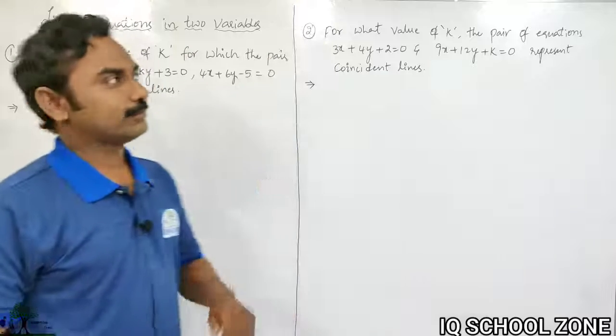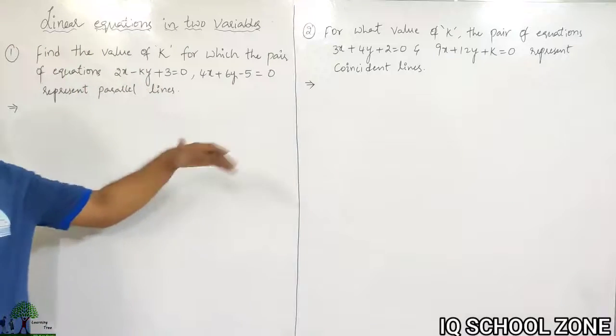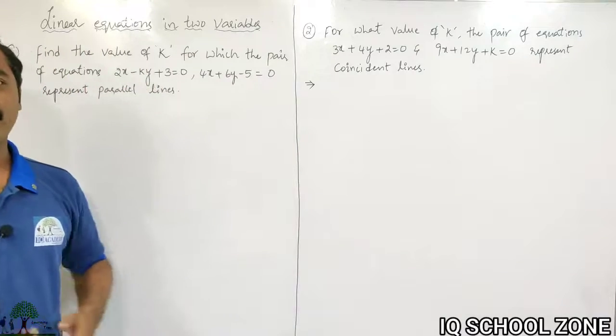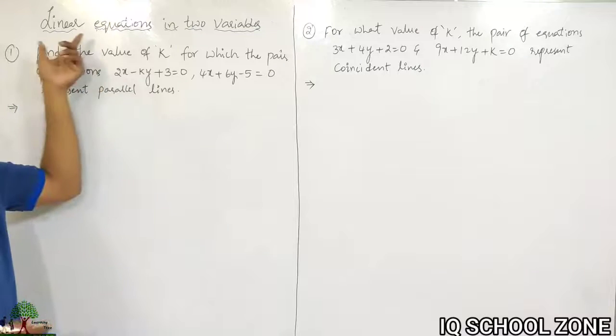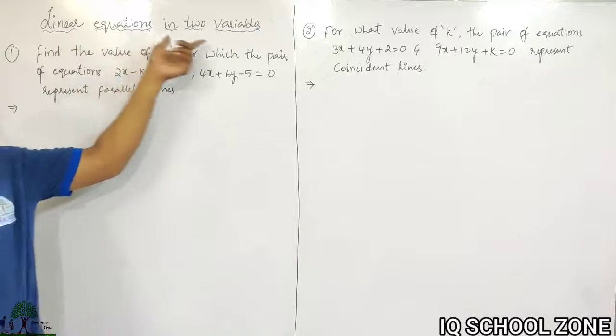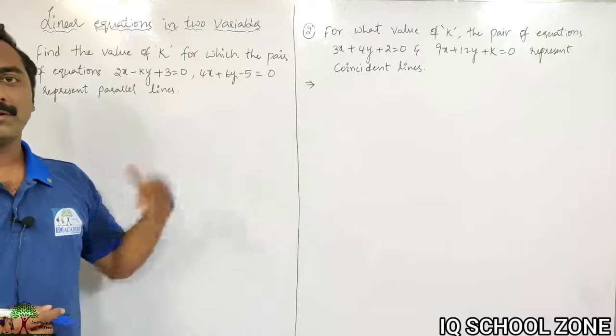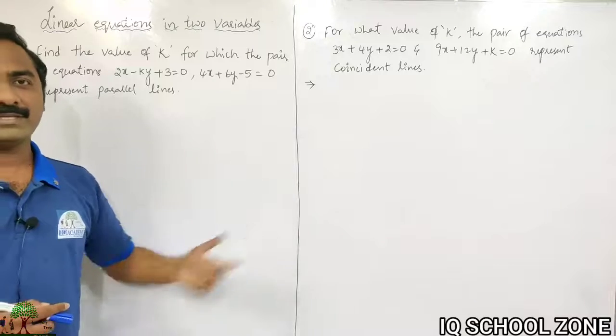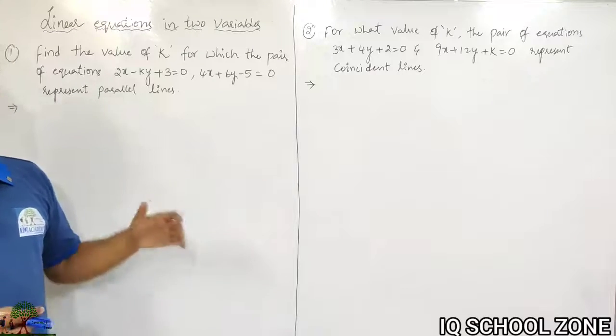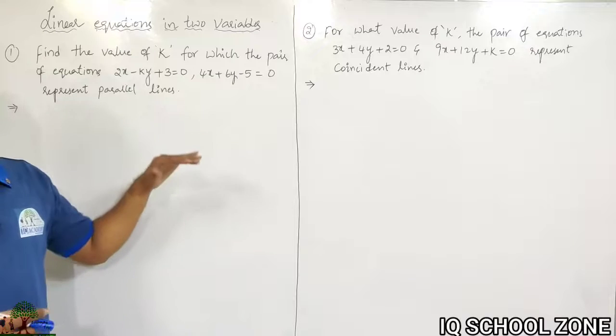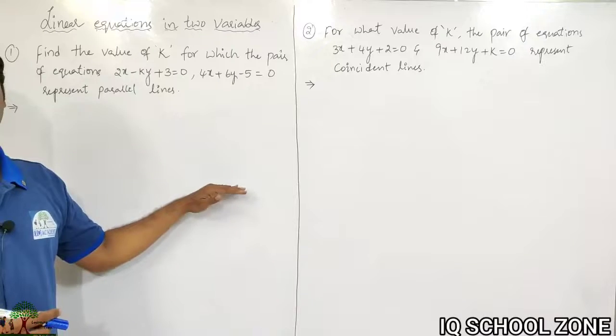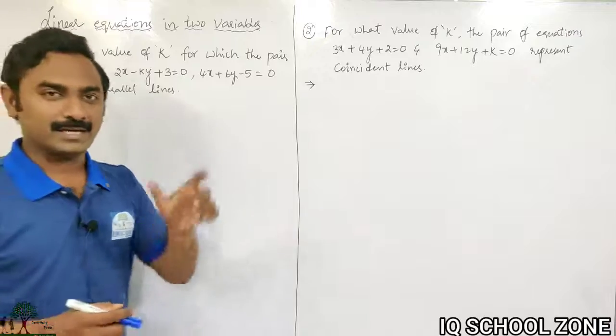Today in this session, you are going to do some problems based on the previous session. In the previous session, we discussed pair of linear equations in two variables. We discussed how to find out whether they are parallel lines, coincident lines, or intersecting lines. We have seen the conditions.